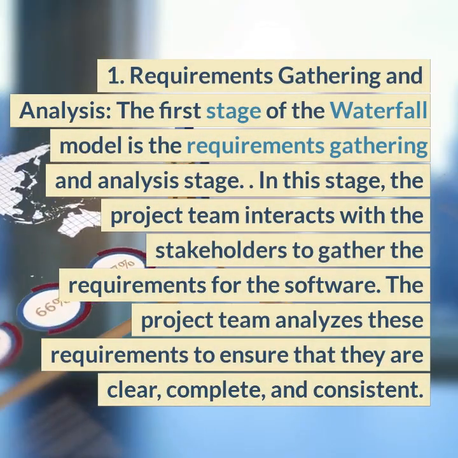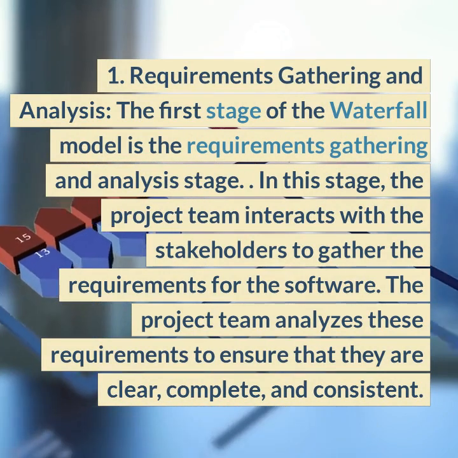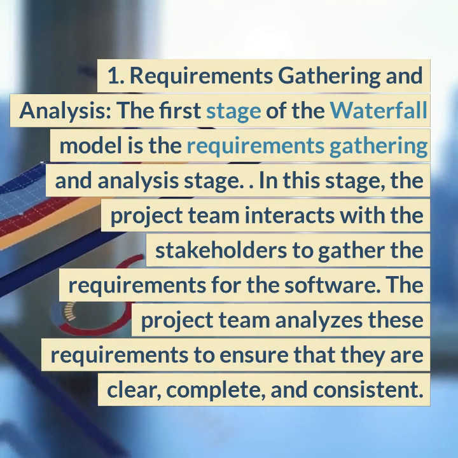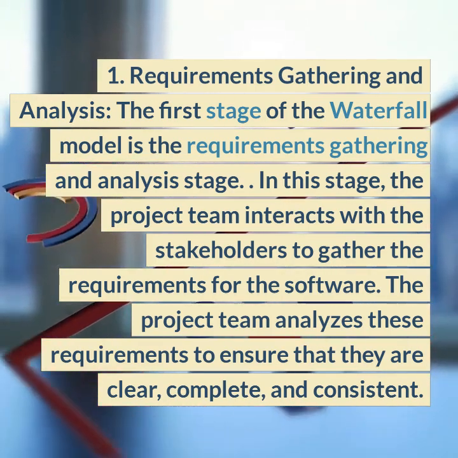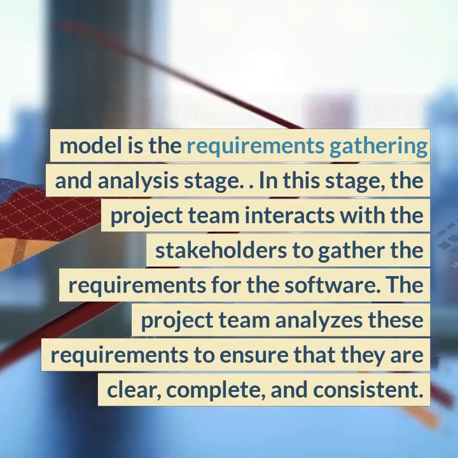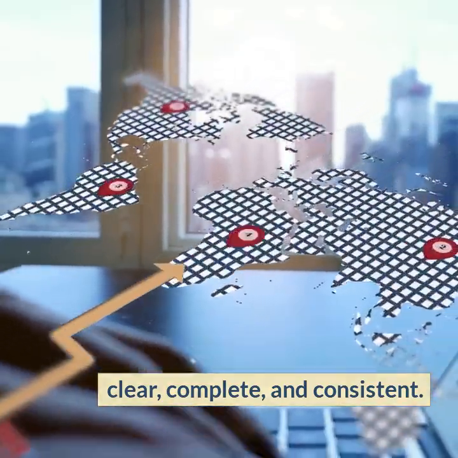1. Requirements gathering and analysis. The first stage of the waterfall model is the requirements gathering and analysis stage. In this stage, the project team interacts with the stakeholders to gather the requirements for the software. The project team analyzes these requirements to ensure that they are clear, complete, and consistent.